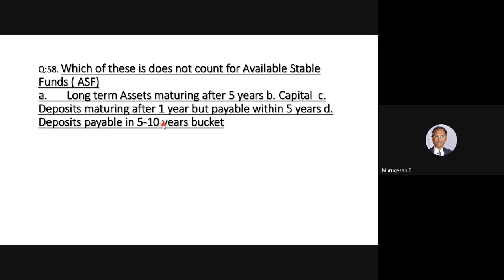Because the bank will have that money in their hands. And an asset is not a stable fund. It's an asset, you know. An asset is a receivable, but these others are all liabilities. You have got funds. So the answer is A. A is not an ASF because an asset is an asset. An asset is not a fund. It's not a source of funds. Again, I think all of you remember, an asset is a use of funds. A liability is a source of funds, logically. When you are creating an asset, you are using your funds. When you are raising a liability, you are getting funds. Understood? So ASF means available stable funds.